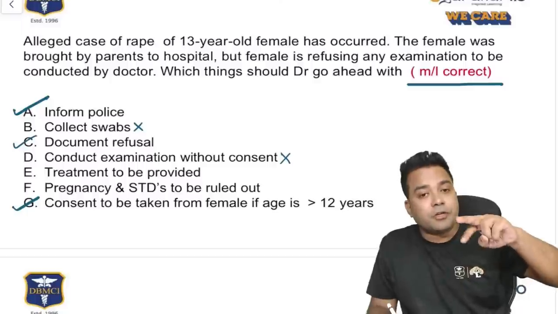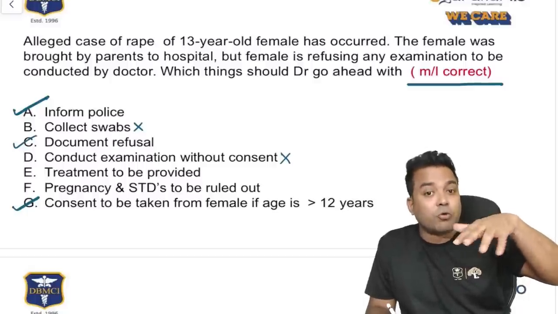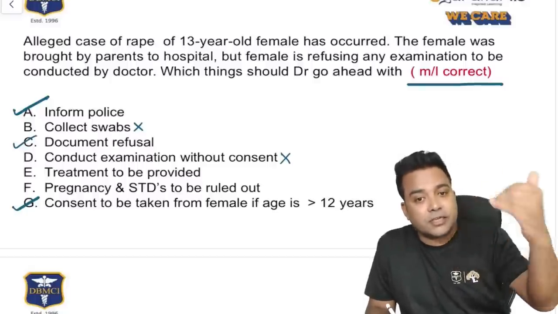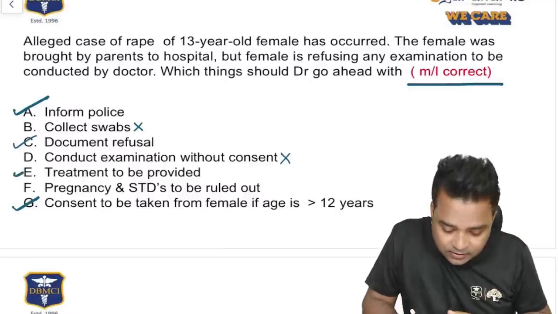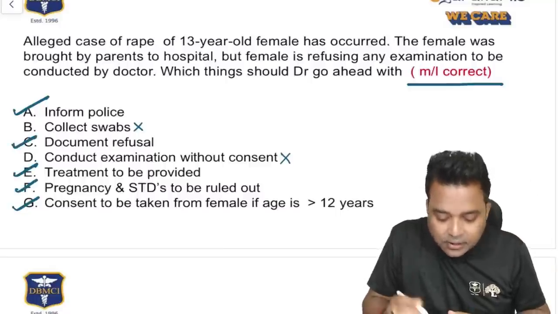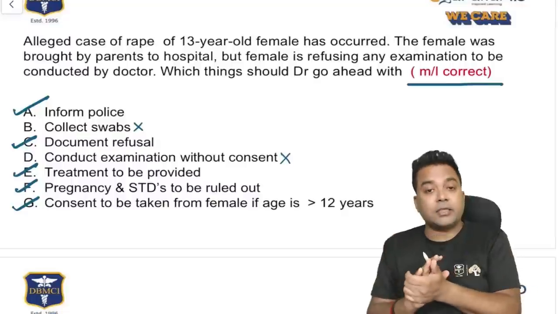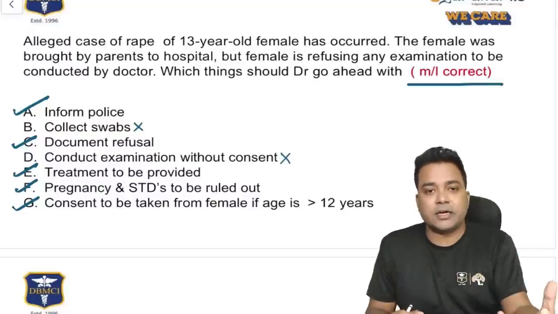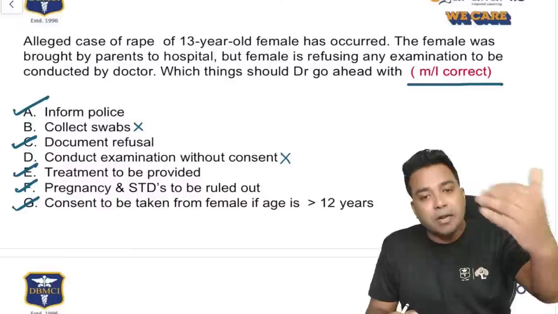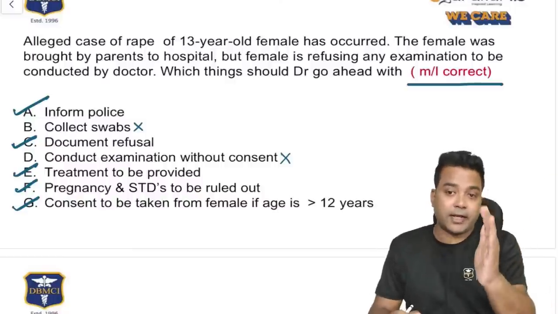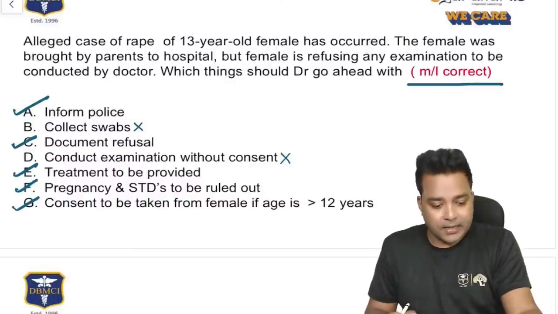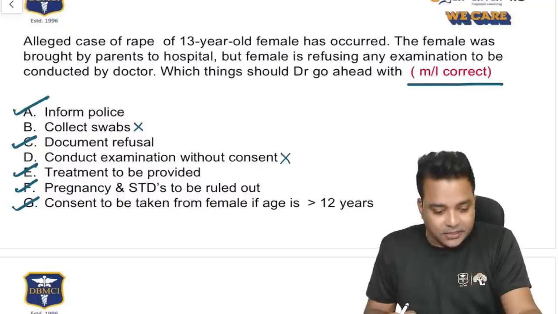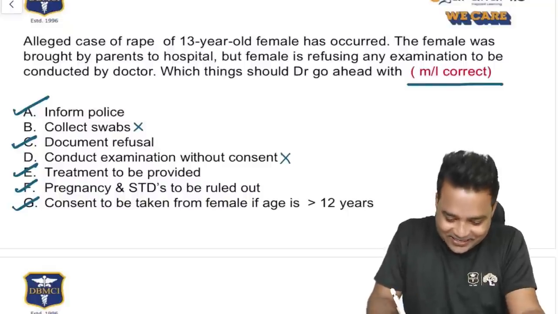Will you go ahead with treatment and some diagnostic tests to rule out pregnancy and sexually transmitted diseases? Yes. That is why the victim has come to the hospital. And when they come to hospital, they make either an OPD card or an emergency card, which is a sort of implied consent for treatment and diagnosis to be done by the doctor. B is not correct. Yes, A, C, E, F, G.